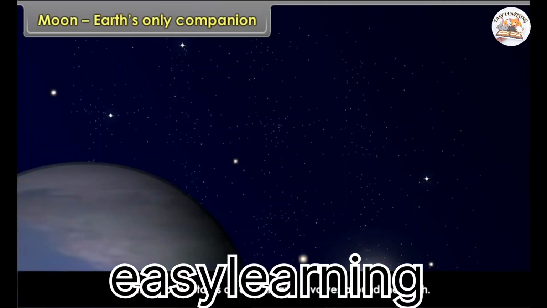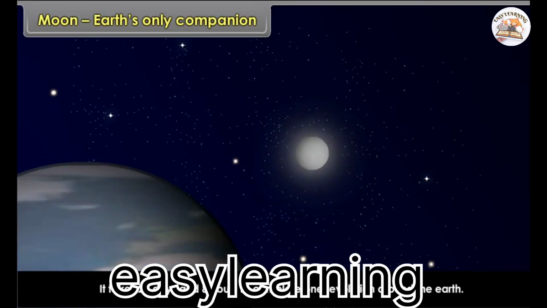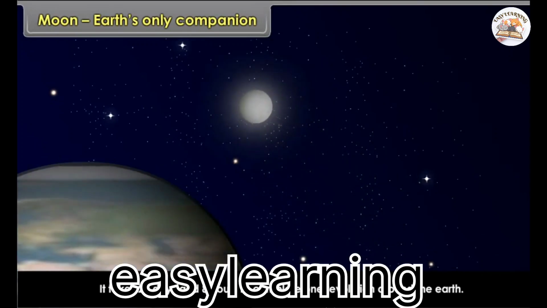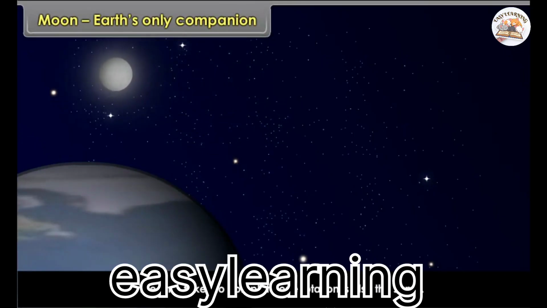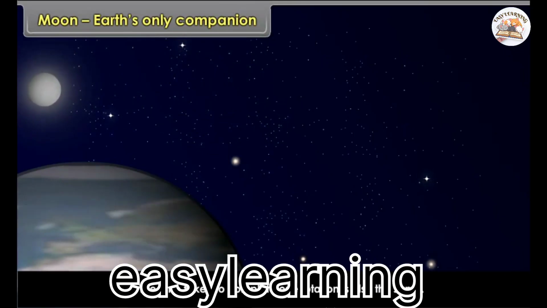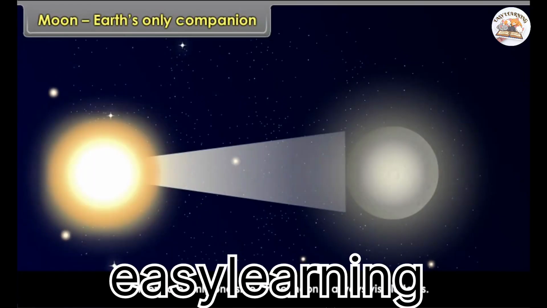The Moon rotates on an axis and revolves around the Earth. It takes 27 days and 8 hours to complete one revolution around the Earth. The time taken to complete one rotation is also the same. Therefore, only one side of the Moon is always visible to us.